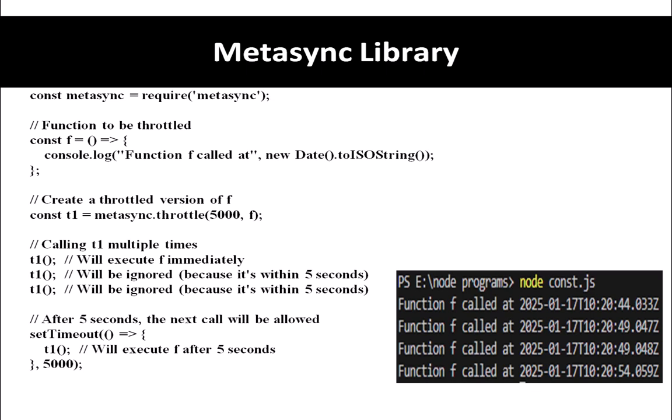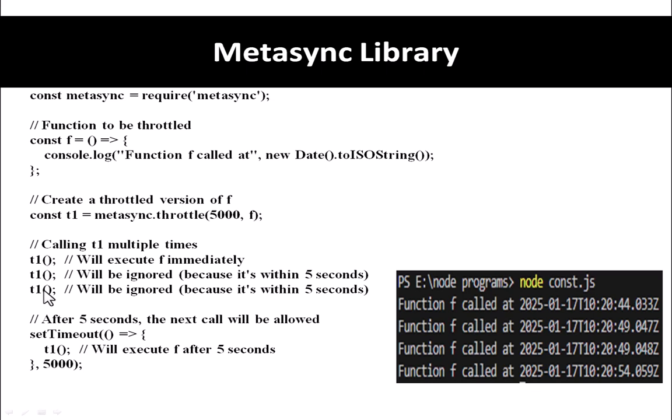Here you have a program in Metasync. We have given a function called f, which is a throttling function, where whenever the function is called, a new date and time will be shown, converted to a string in ISO format, which shows your date and time zone. Here we have given the constant t1 as metasync throttle, and the function is already defined, so it will show the date, and every 5000 milliseconds, that is every 5 seconds, it will refresh. So t1 will execute, and t1 will be ignored within the 5 seconds, because it will be called multiple times.